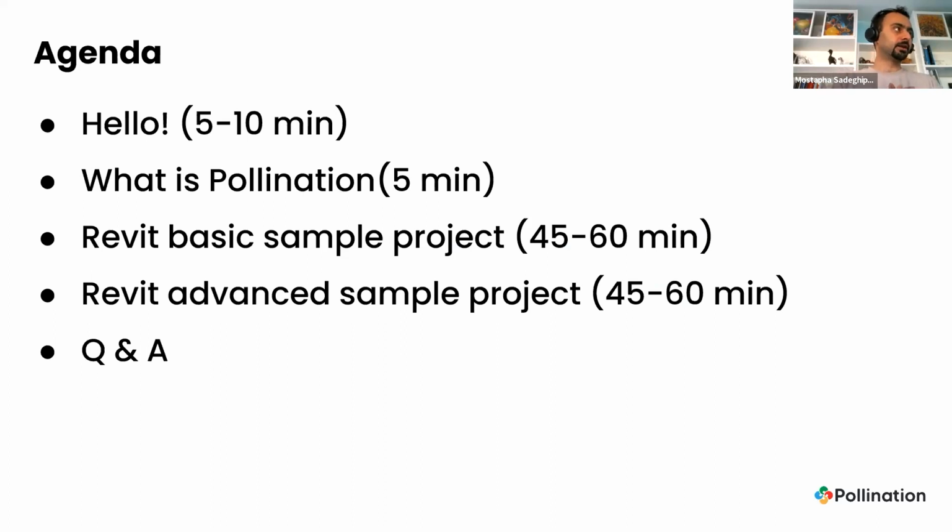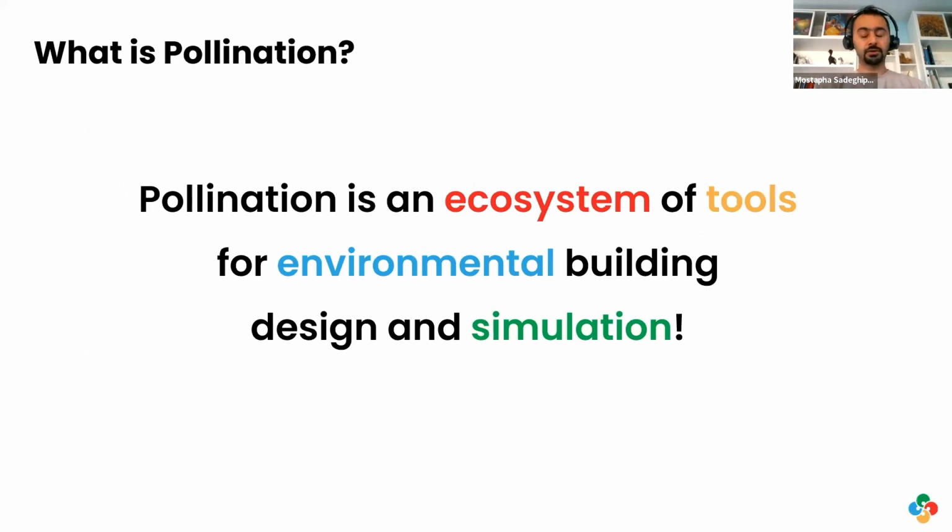We are going to talk about Pollination. I have two slides, but then we're going to jump into Revit and try using the Revit plugin. We will use the sample model and the advanced model. If you have been in our workshops before, we used to only do the basic sample project, and I think this shows how much progress we have made, that we can do the sample project in a very short amount of time and then spend more time on the advanced model. By the end of this workshop, I hope you have a very good sense of how you can use the Revit plugin.